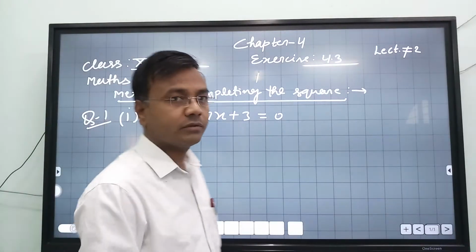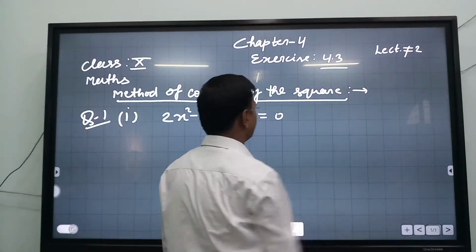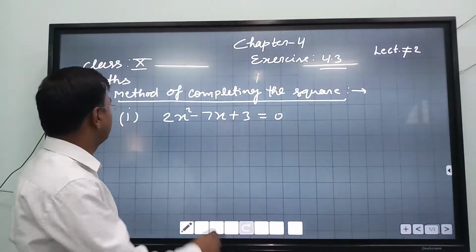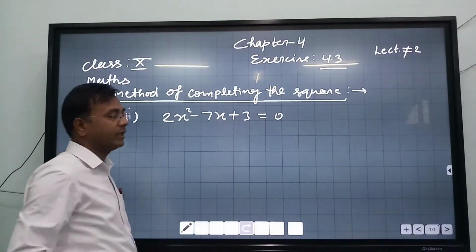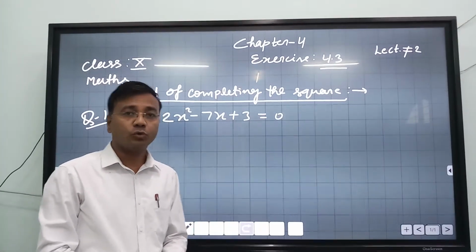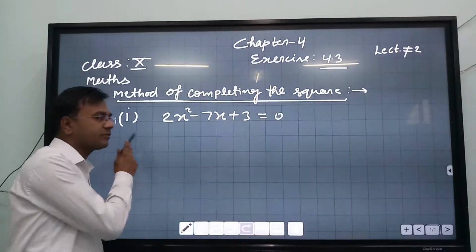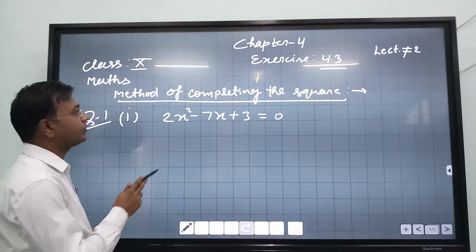Good morning, students. Today, chapter 4, exercise 4.3, lecture 2, we are going to discuss the method of completing the square. The use of the method of completing the square is to find the roots of a quadratic equation. So let's solve question number one, first part, using the method of completing the square.